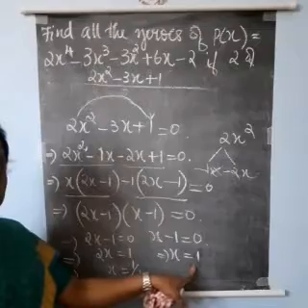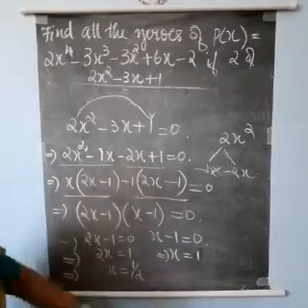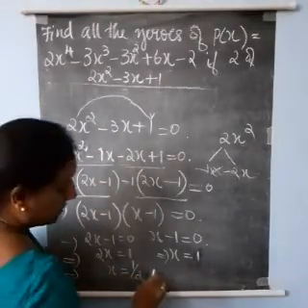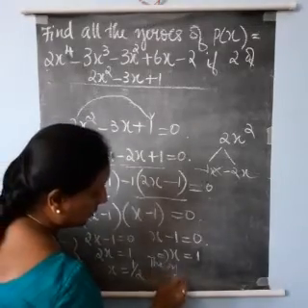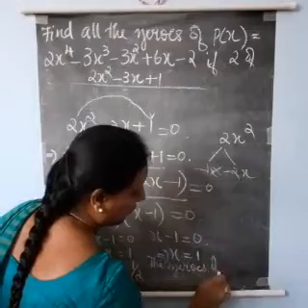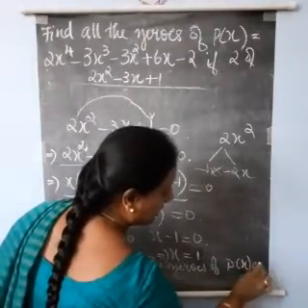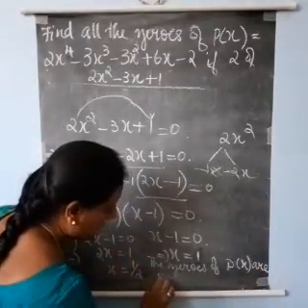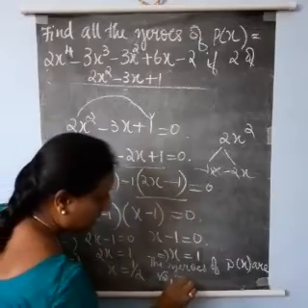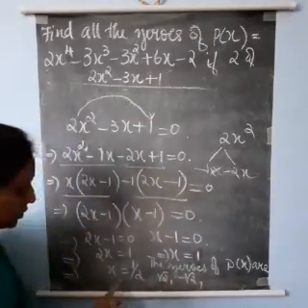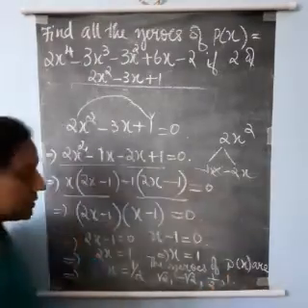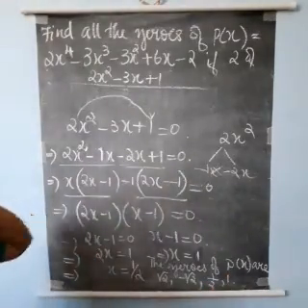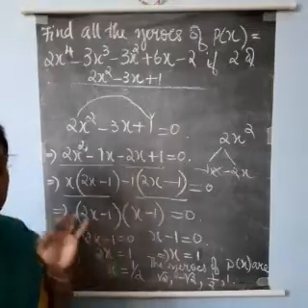Correct? So what are the other two zeros that I have got? Half and 1. Now the answer that we have to write for this is, the 4 zeros of p of x are, the first two zeros are root 2, the next one is minus root 2. Now what are the two zeros I have found? Half and 1. So this is how you will factorize and find the other two zeros.